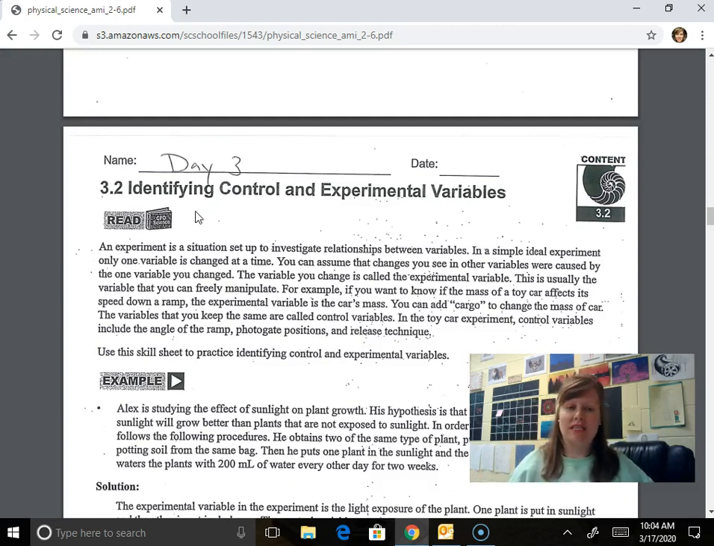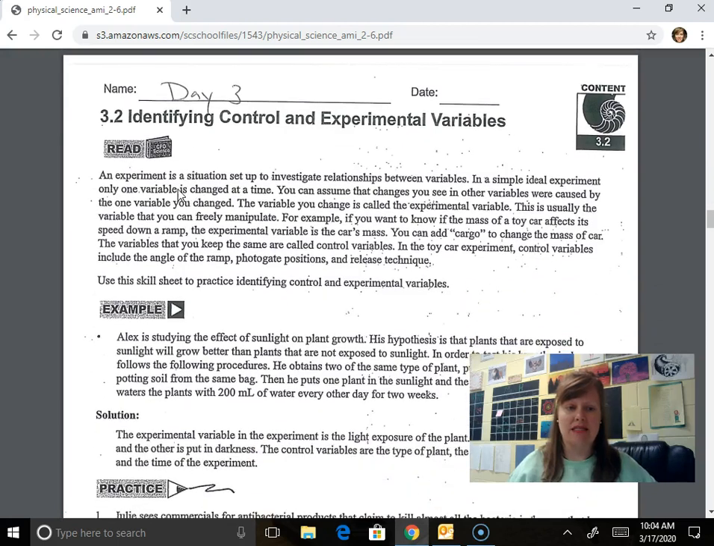So first thing you do, it says at the very top, read. It says an experiment is a situation set up to investigate relationships between variables. In a simple ideal experiment, only one variable is changed at a time. You can assume that changes you see in other variables are caused by the one variable you changed. The variable you change is called the experimental variable. Now we break those up into independent and dependent variables. This is usually the variable that you can freely manipulate or change.